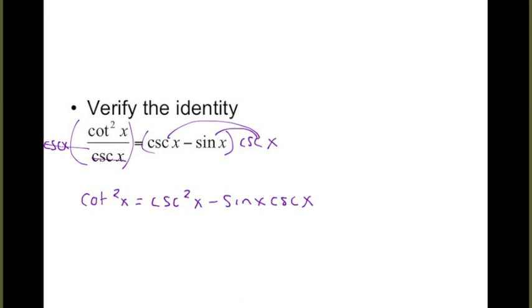So our next strategy is to change this into sines and cosines. When I change this into sines and cosines, cotangent is cosine over sine. Since the cotangent was squared, the cosine and the sine will both be squared. Cosecant is the reciprocal of sine. Sine is just sine. I like to write it over 1 so that everything's a fraction. And cosecant is the reciprocal of sine.